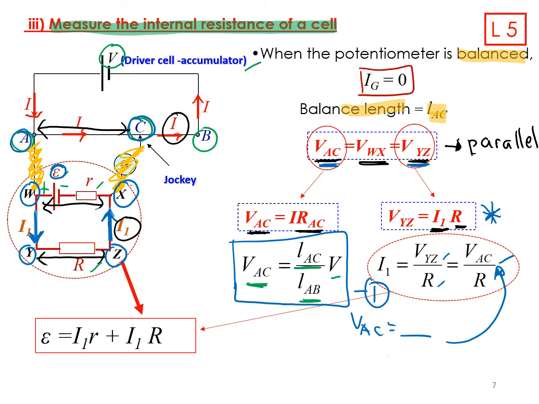And by using EMF equals I1 multiplied with internal resistance plus I1 multiplied with external resistance, because you already have the value of I1, from the previous calculation you got this value and this value, so you can find the unknown internal resistance.